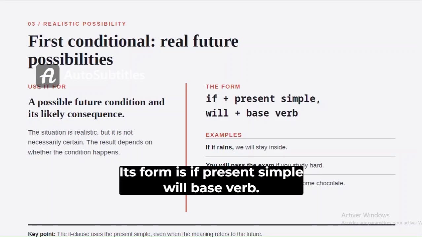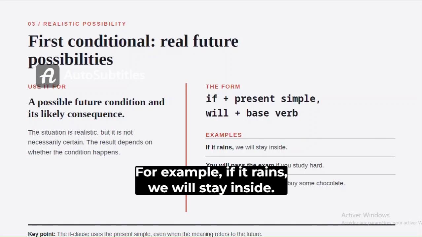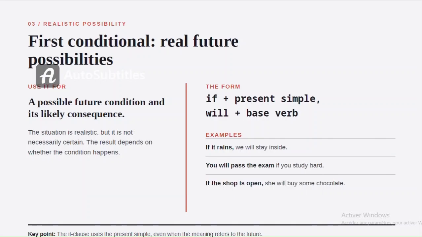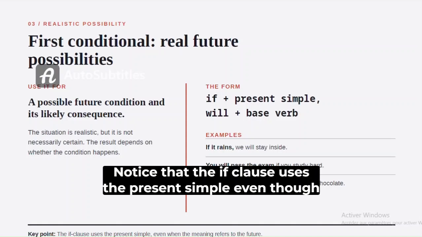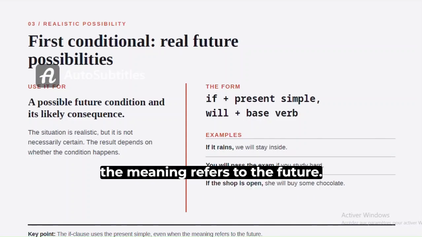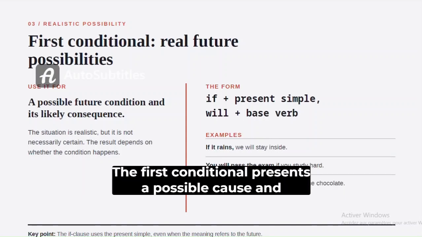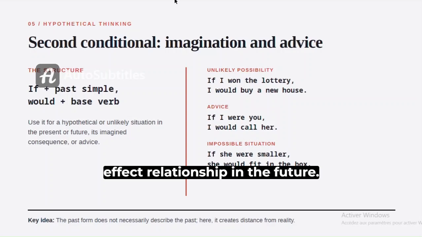The first conditional is used for realistic or possible future situations and their likely consequences. Its form is if plus present simple, will plus base verb. For example, if it rains, we will stay inside. Rain is a real possibility, and staying inside is the expected result. Notice that the if clause uses the present simple even though the meaning refers to the future. We can also say, you will pass the exam if you study hard. The first conditional presents a possible cause and effect relationship in the future.